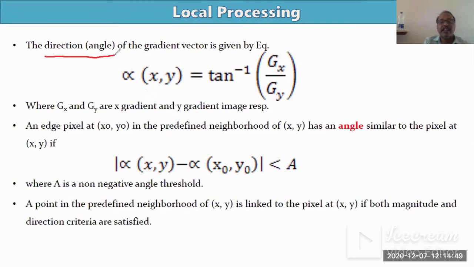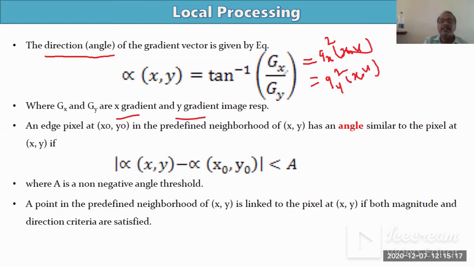Now the second criteria is angle or direction. The formula is alpha of x,y is equal to tan inverse of gy upon gx, where gx and gy are the x gradient and y gradient. So what is gx? gx is the gradient in x of (x,y), and gy is the gradient in y of (x,y).